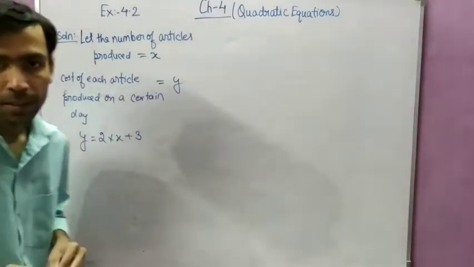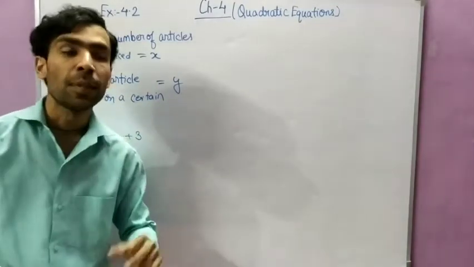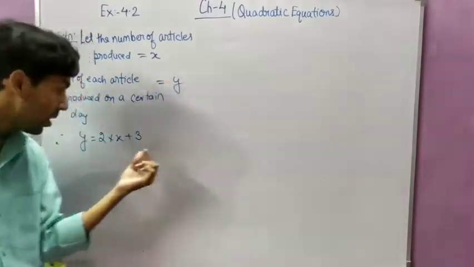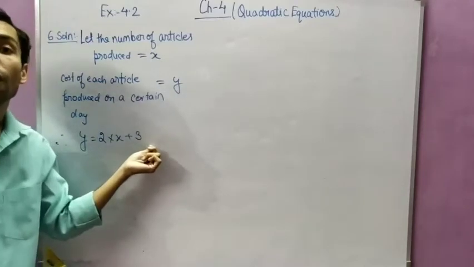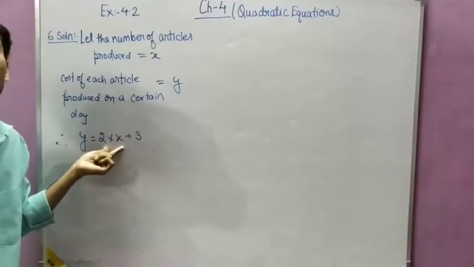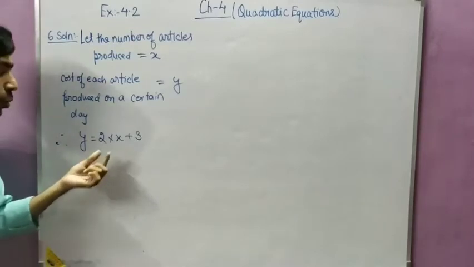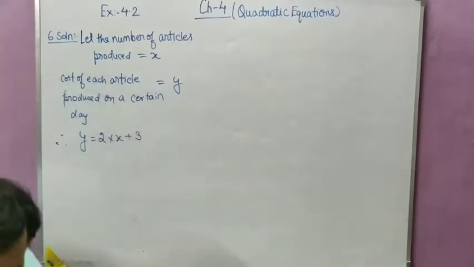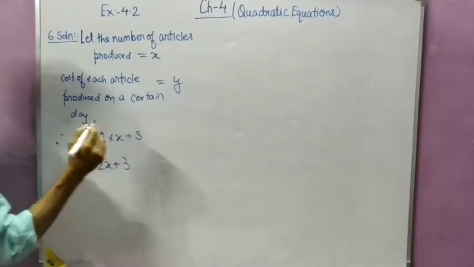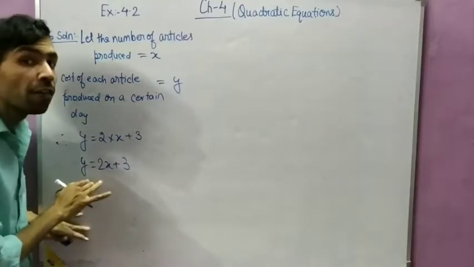Is it clear? Now you can see the cost of production of each article means whatever is the cost of each article is 3 more than twice the number of articles produced on that day. So twice the number of articles produced is 2x. So that's why the cost of each article, that is y, equals 2 into x plus 3. It means that y equals 2x plus 3. This is the cost of one article.